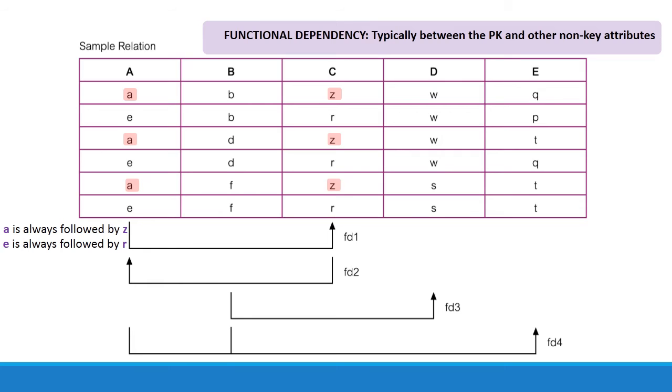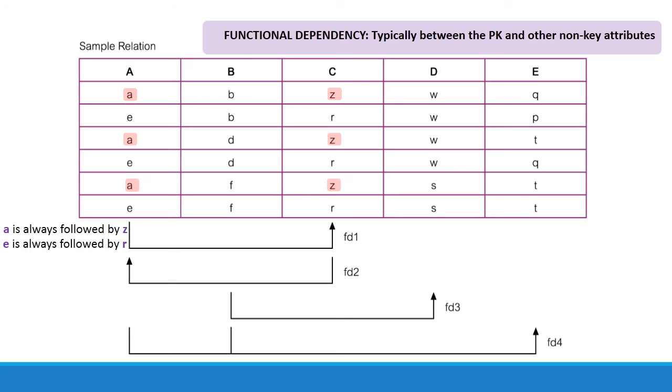When we see column A, we see all the values in column A come up with Z in column C. In the second row, E comes up with R in column C, and then A comes up with Z again. So we can say in our functional dependency 1, column A is functionally dependent on column C, and the other way around, because they always come together. Okay, so how about B and D?